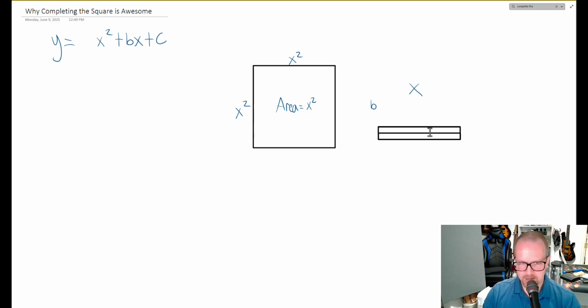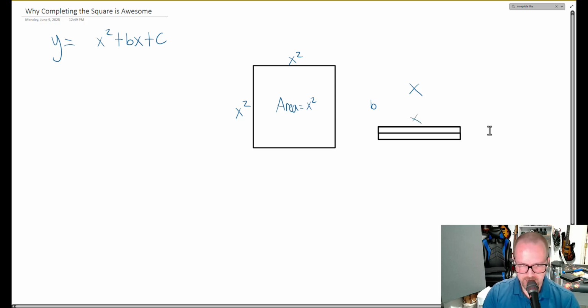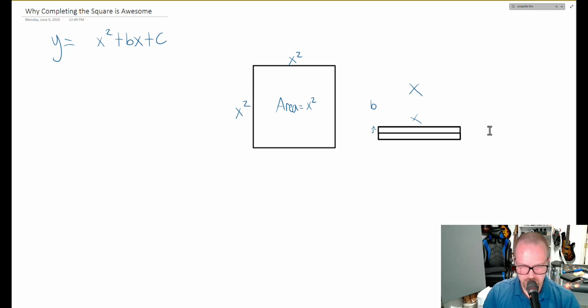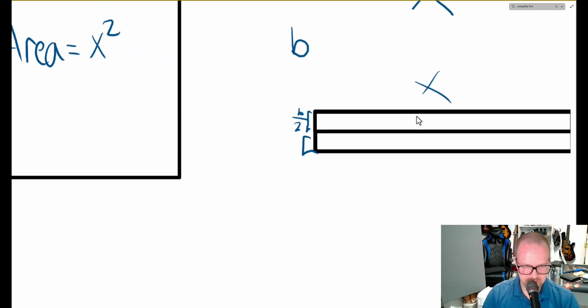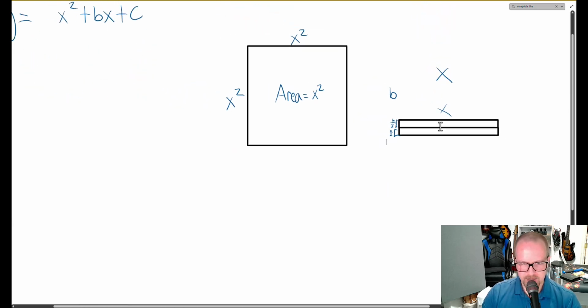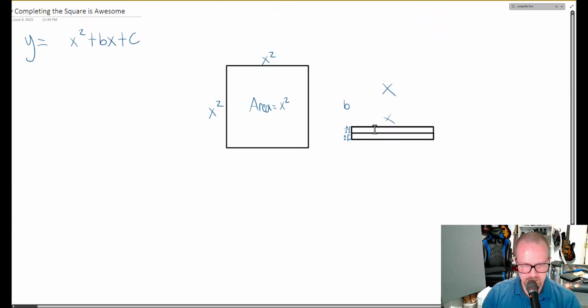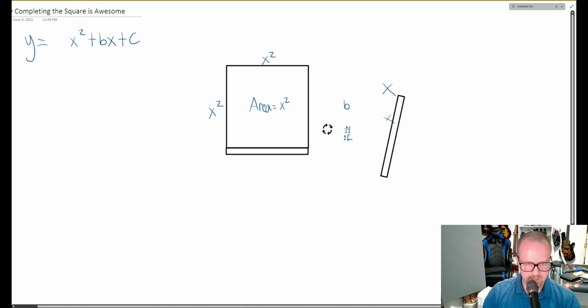And now, since I split the length of b in half, this is really b over 2 right there. And then this little one is also b over 2. Let's make that bigger so you can see what I'm saying. This is also b over 2. So the length didn't change, but the width has been cut in half. And let's take those same pieces, that's the big one, and we're going to strap them onto our rectangle over here so that we can make a square.